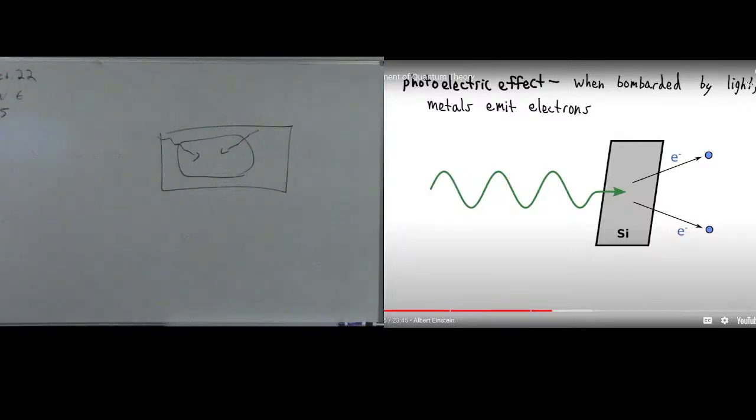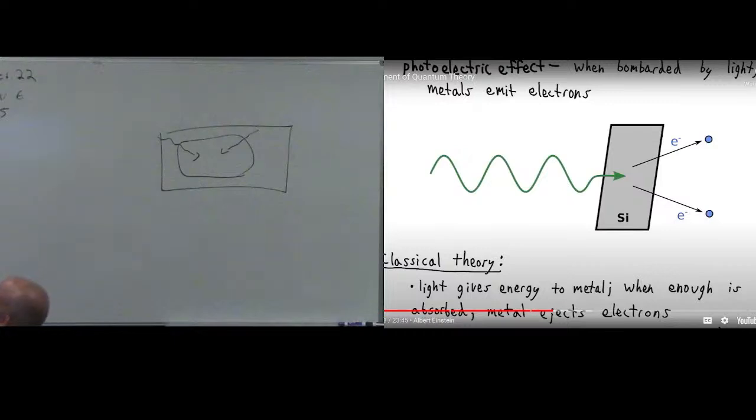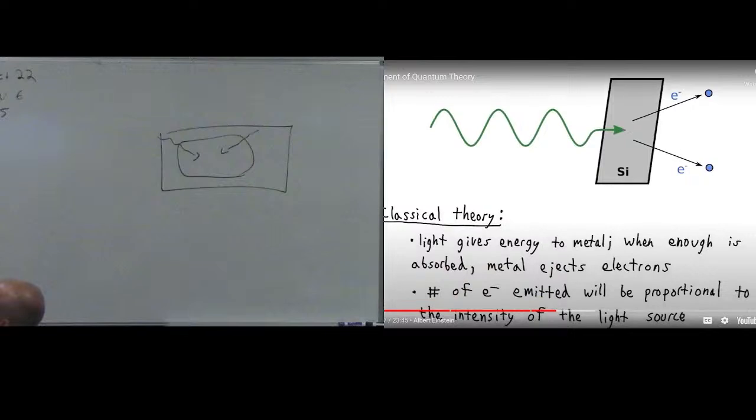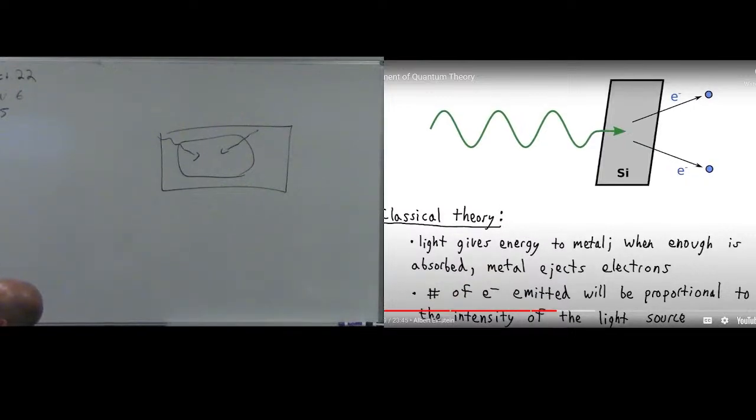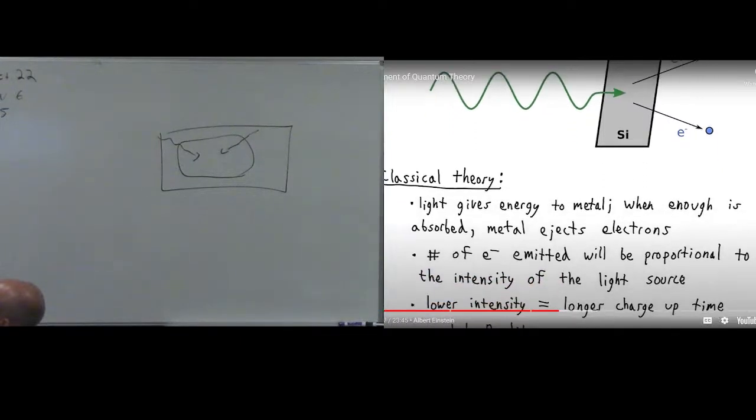But according to the classical theory, when you shine a light on a metal, the energy from the light is absorbed by the metal and ejects the electrons. And the number of electrons that are going to be given off is going to be proportional to how bright that light source is. And the less bright it is, then the longer it's going to take to give the metal sufficient energy to start kicking off these electrons. So that's the classical description.